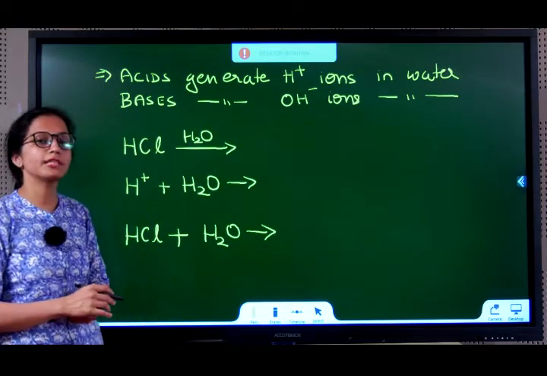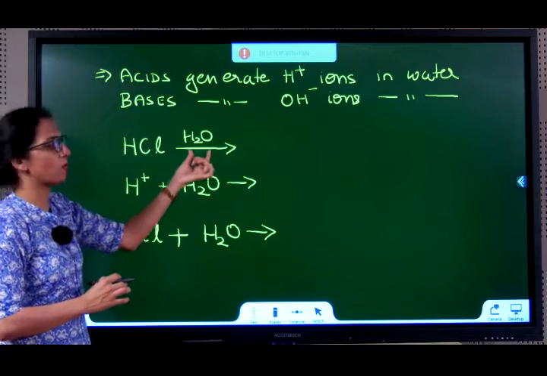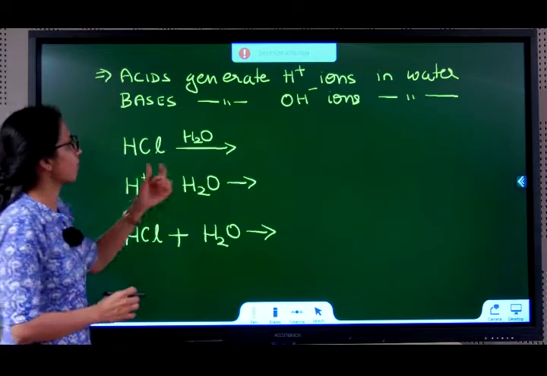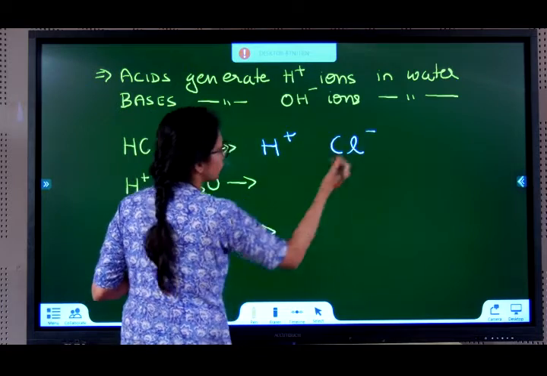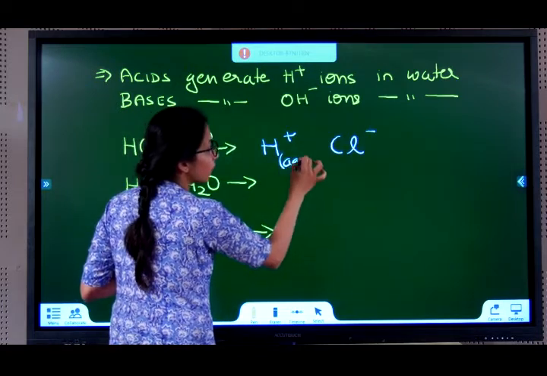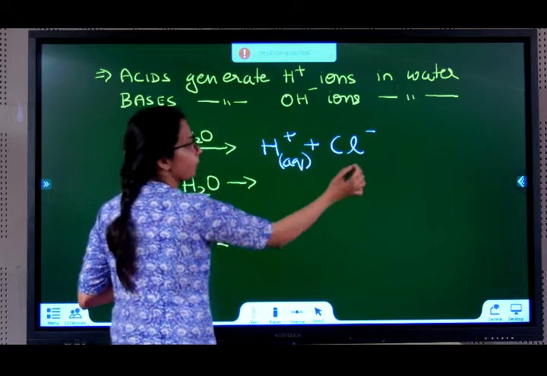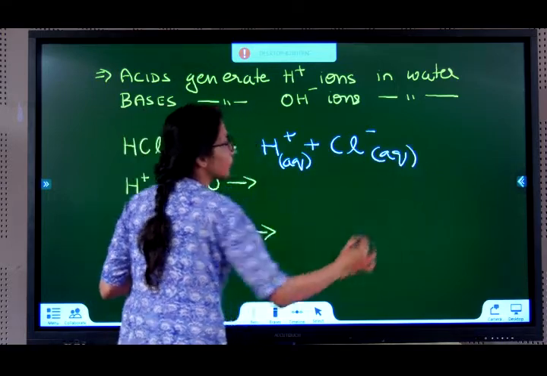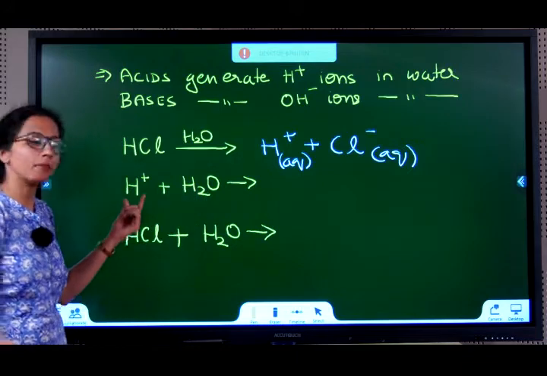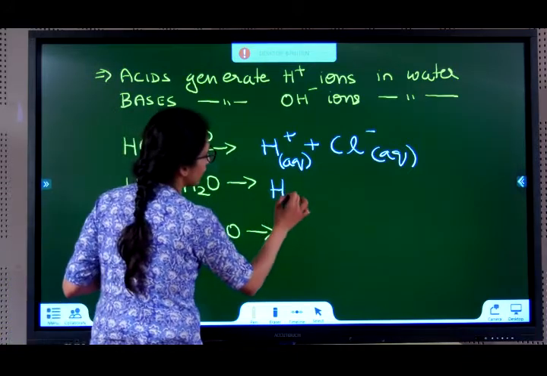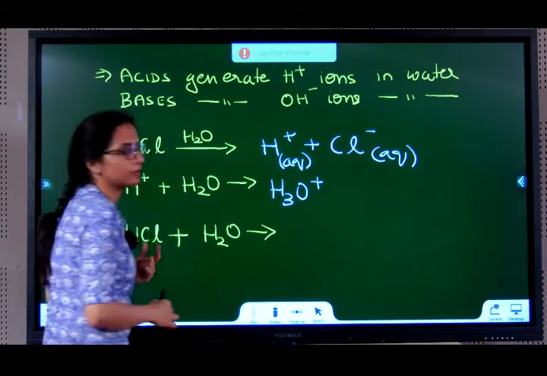So concluding from this experiment, if HCl is in water, I can say H plus and Cl minus will be produced. Both of them are in water. So aqueous is important over here. This will produce an aqueous state. H plus and water, what did I tell you it combines to? It combines to hydronium ion.